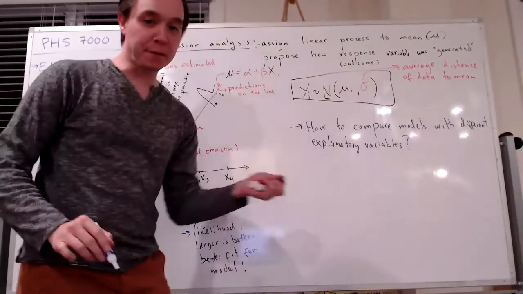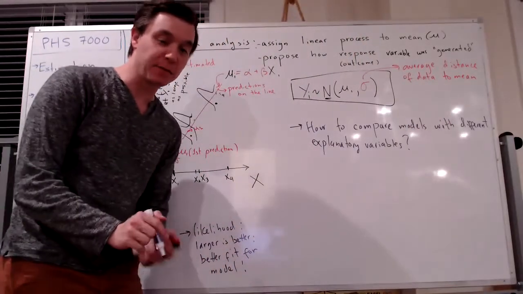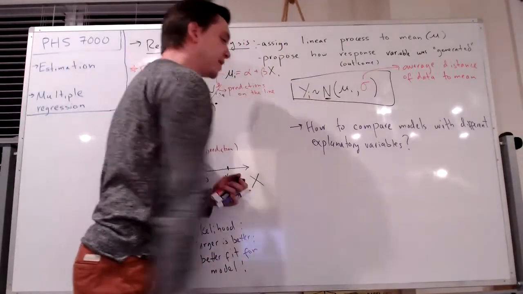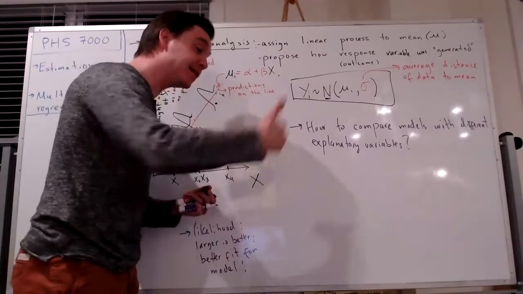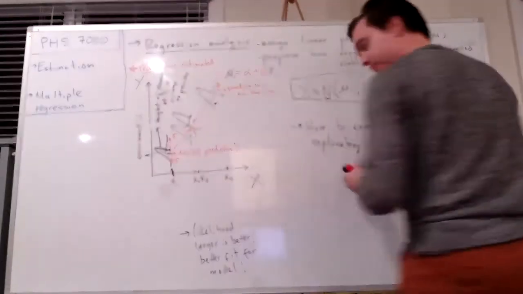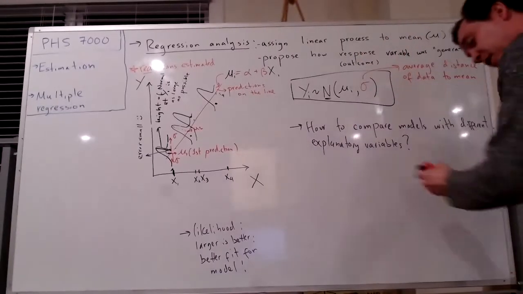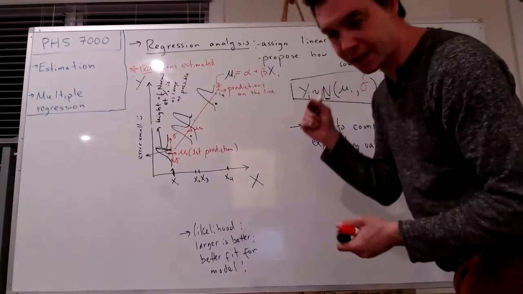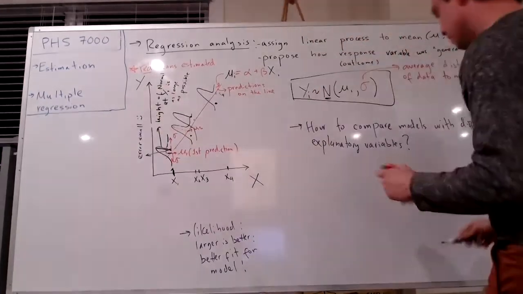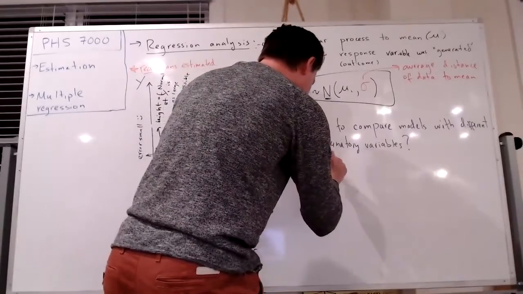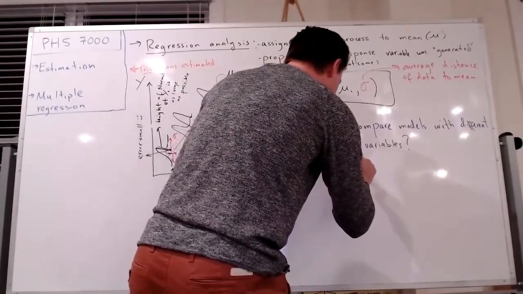And this could be different explanatory variables, but the same number of explanatory variables. This could be different explanatory variables and different number of explanatory variables. I may have misspoken there. Different explanatory variables, same number of explanatory variables, or different explanatory variables, different number of explanatory variables. The answer is we use information criteria.